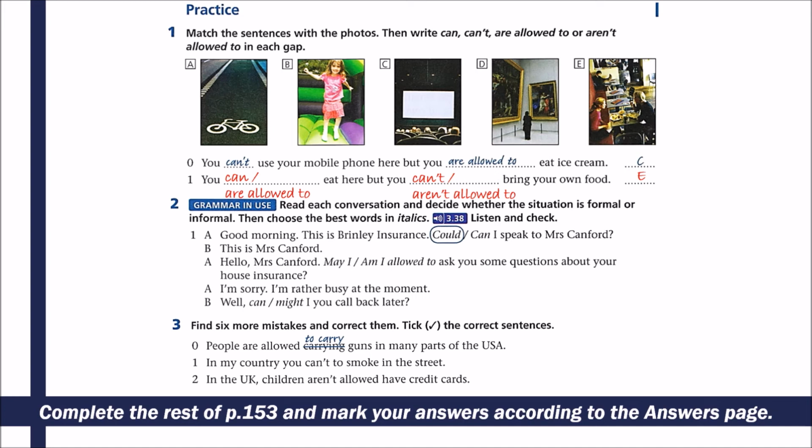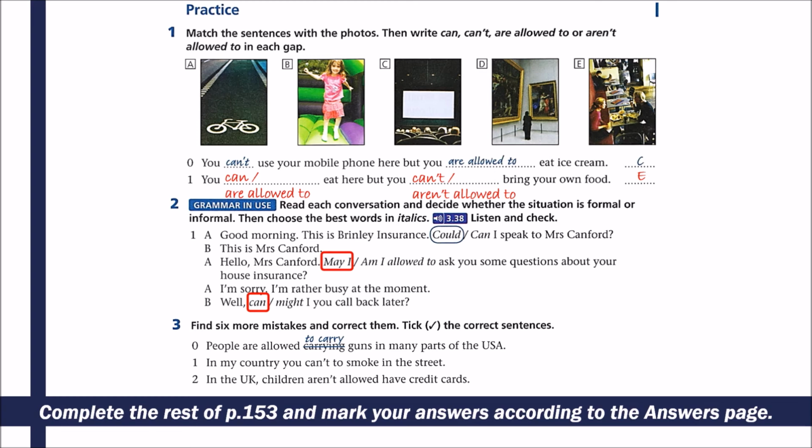Exercise 2. You have to decide how formal you need to be. For the first question, A is trying to ask Mrs. Canford a question, but since asking a question is not strictly forbidden, there is no need to ask if you are allowed to, and you can simply ask, "May I?" For the next question, might is too formal and old-fashioned. Simply ask with can.